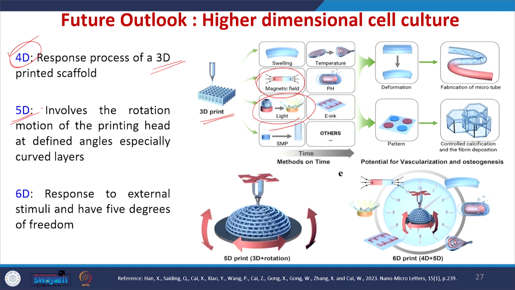This 5-dimensional scaffold involves rotation motion of the printing head at defined angles, especially for curved layers. So, you can see here it can rotate in all directions. So, that is the 5-dimensional scaffold.